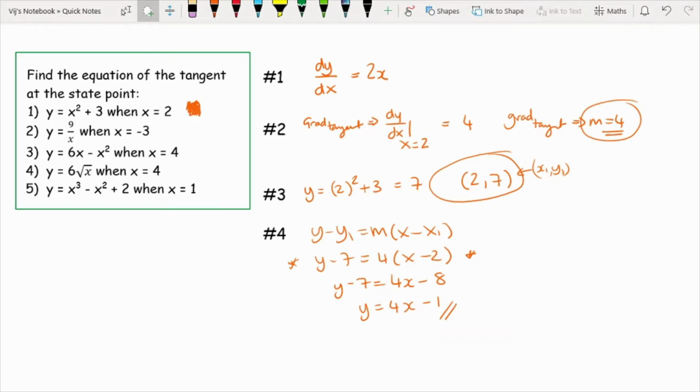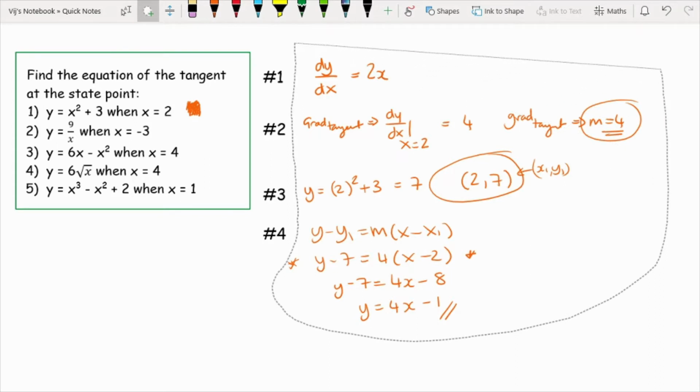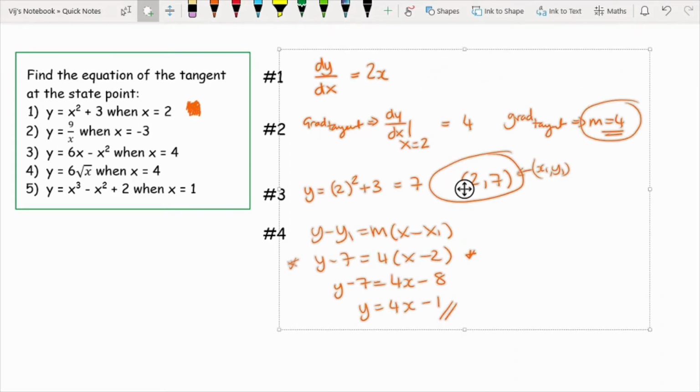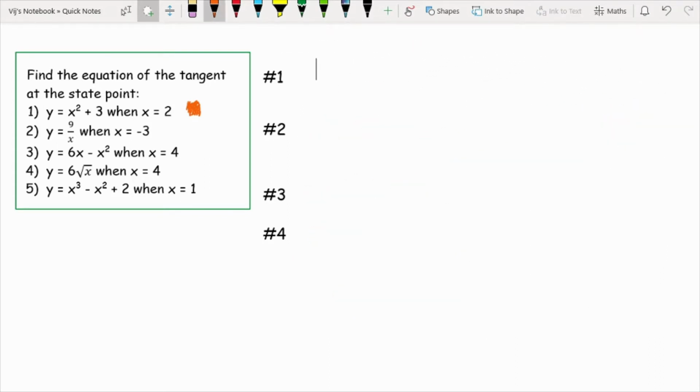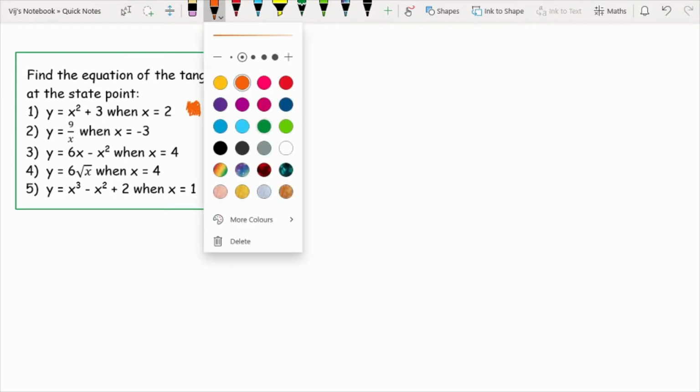So what I'm now going to do is move on to example 2. Example 2 just involves a fraction, so what I might need to do with regards to this one is just do a bit of rewriting. If I pick a different colour, let's go for more contrasting colours, let's go for green for this one.